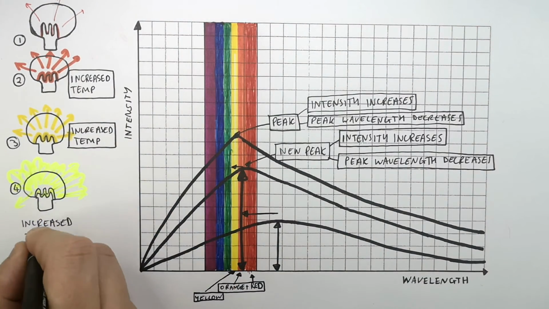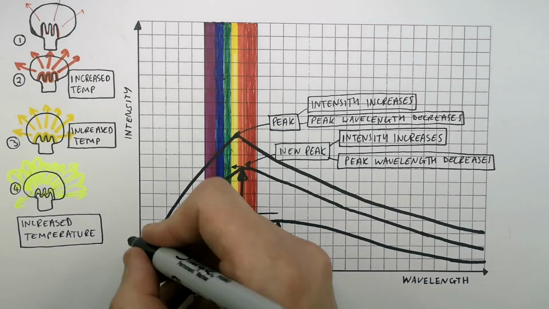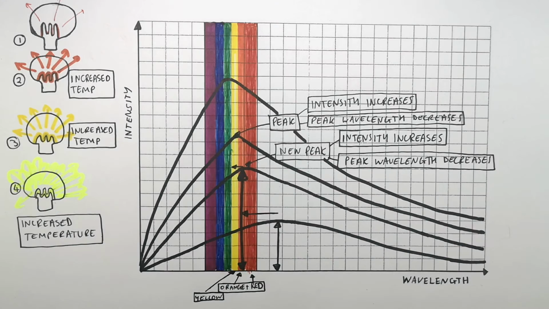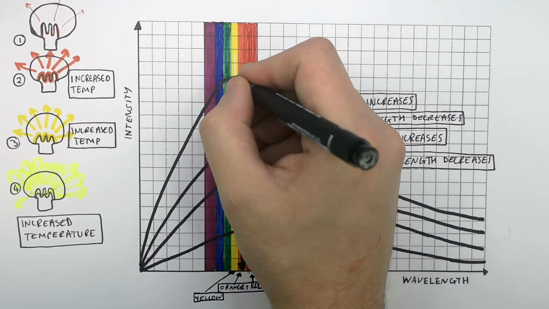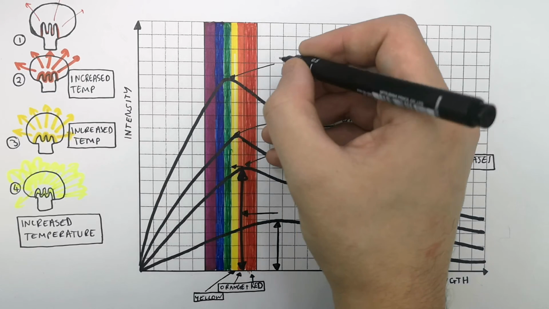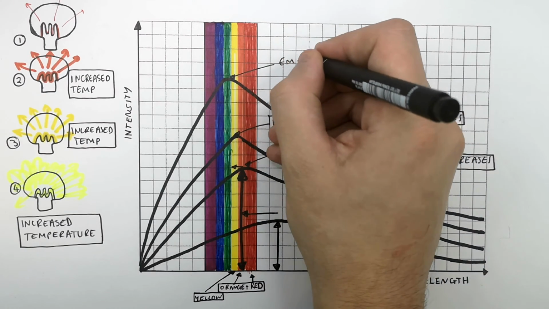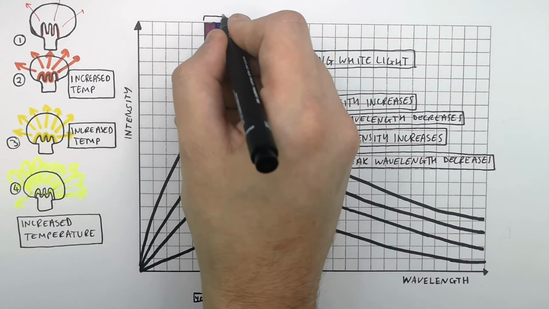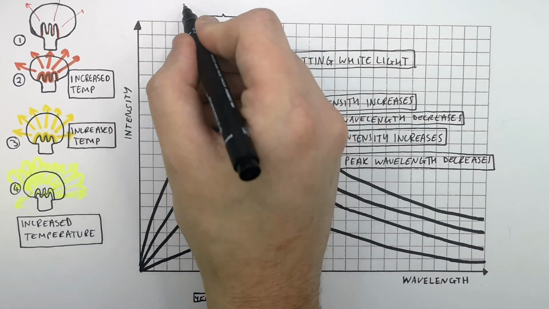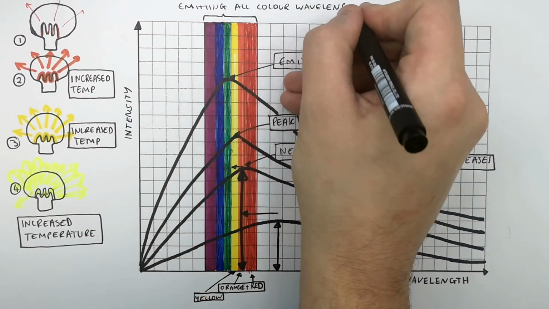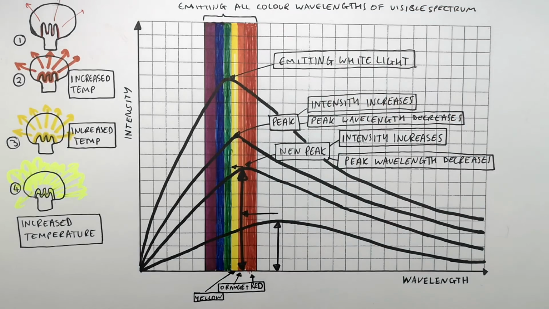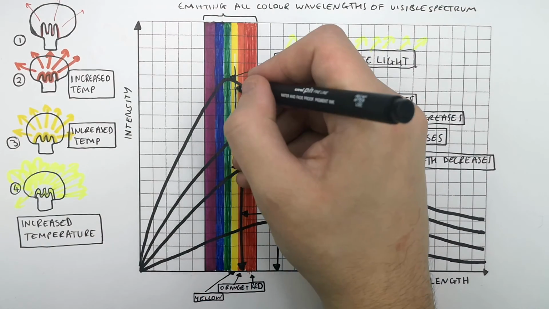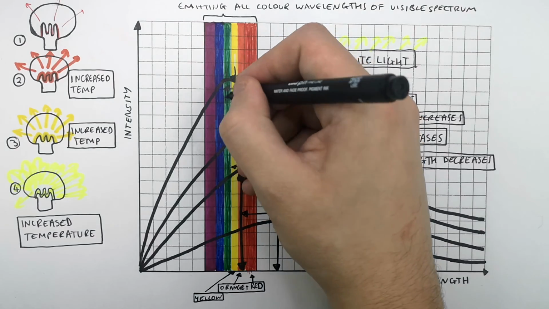So the temperature of the object increases. So as you can see, the new peak has shifted to a lower wavelength of light. And the intensity is also higher, which means that there's going to be more energy being transferred per unit area. So it's now emitting a white light because the filament is now emitting all color wavelengths of the visible spectrum. As you can see here, the peak wavelength has decreased as you increase temperature.